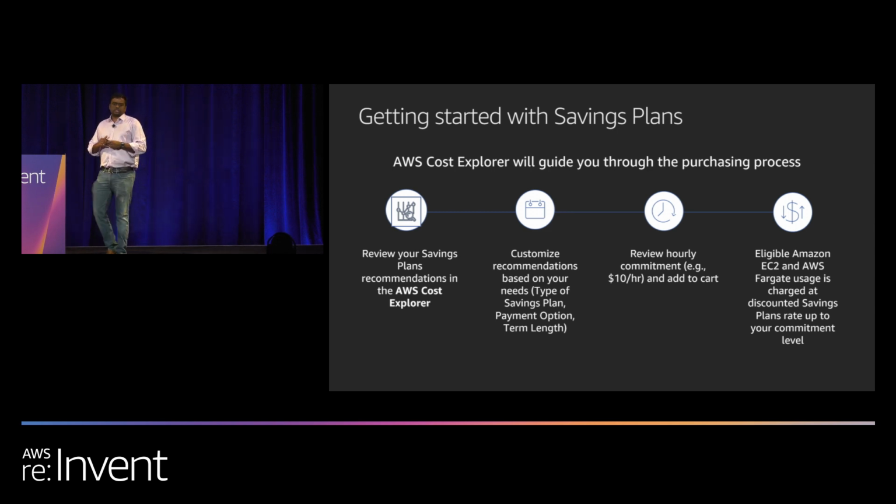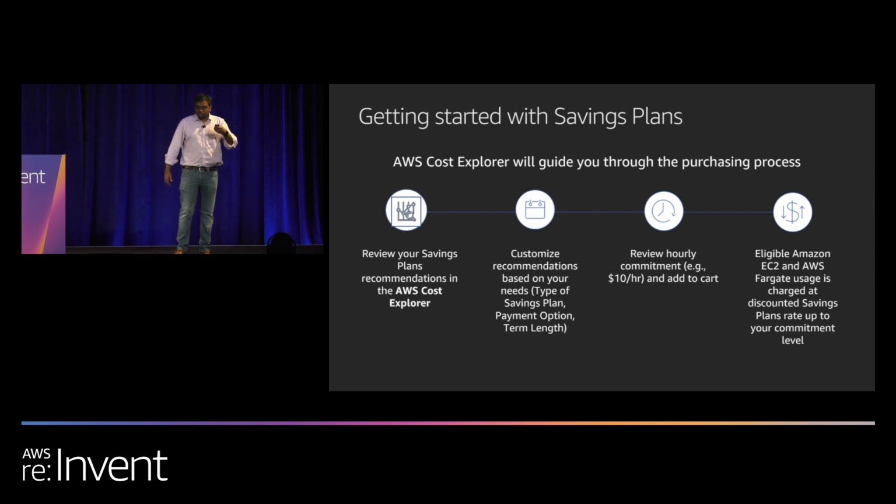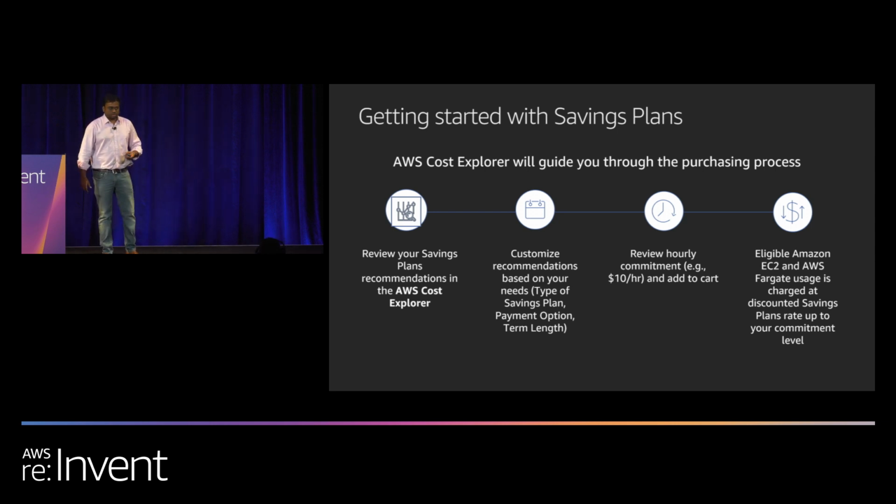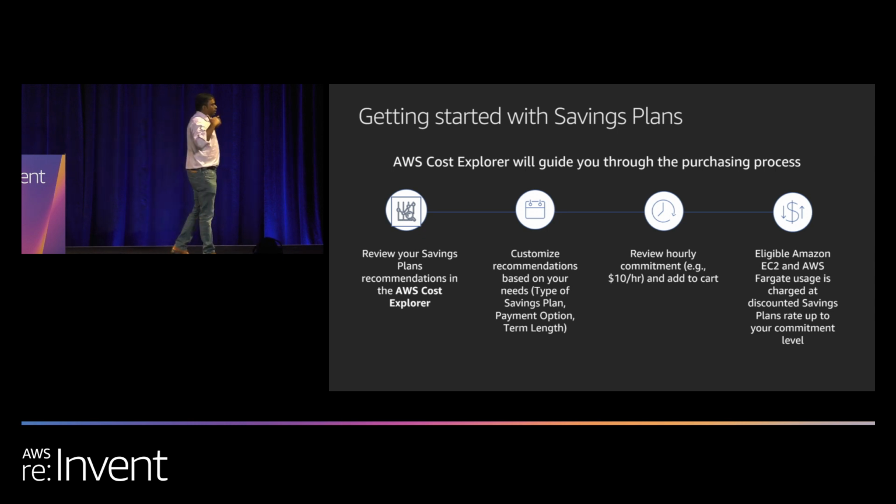So first off, how do you get started with Savings Plans? You can get started with Savings Plans in AWS Cost Explorer. In Cost Explorer, you will be presented with Savings Plans recommendations. You can customize those recommendations based on your needs: what type of Savings Plan you want, what payment option you're interested in, and what term length you're looking to commit to. And then you can add that recommendation to your cart right from Cost Explorer, something that you did not have previously. Once you do that, your usage will start getting charged at the Savings Plans prices.